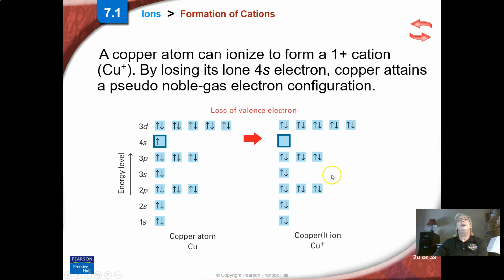Everything else is filled up. So these oddball ones, when it has an oddball one, it doesn't feel as stable as if it could lose it. So after it loses 1 electron, it becomes +1. So this is copper 1 because it has a +1. This Roman numeral 1 means +1 right there.